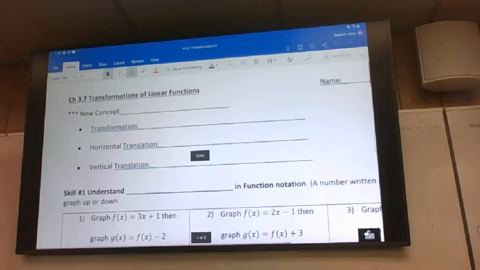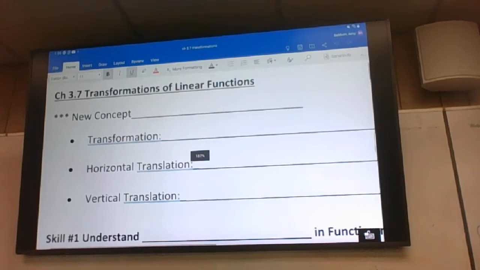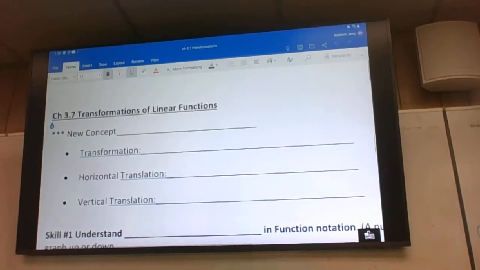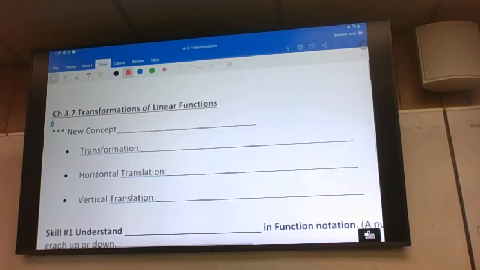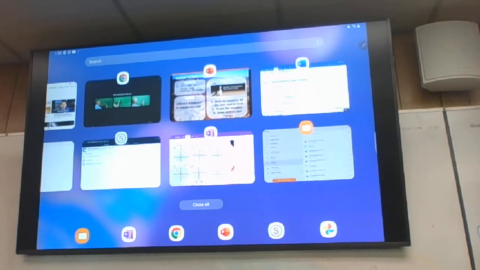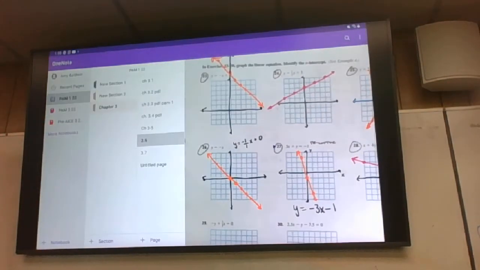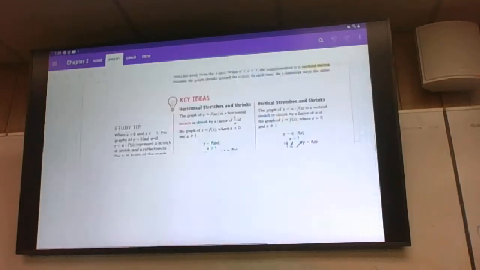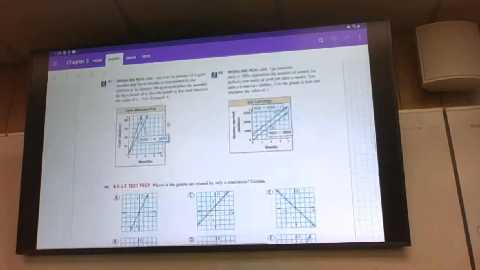Alright, here we are. This is chapter 3.7. I believe this is a brand new concept to you. Like slope you had done before, y equals mx plus b you had done before. But I believe this is new to you. This is a new concept. It says linear.